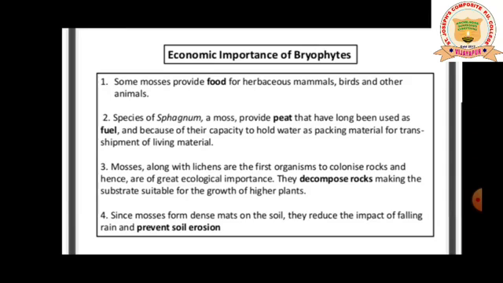So these mosses and lichens form their colonies on the rocks. Due to their colonies, the rock gets decomposed, and due to the decomposition, the area becomes suitable for the growth of higher plants. Since mosses form a dense mat on the soil, they reduce the impact of falling rain and prevent soil erosion. Not only does it help the growth of higher plants, it serves as food for some animals, and it provides peat and packaging material. It also prevents soil erosion, which is most important for our environment. So these are the economic importance of bryophytes.